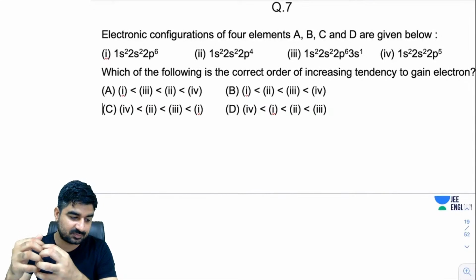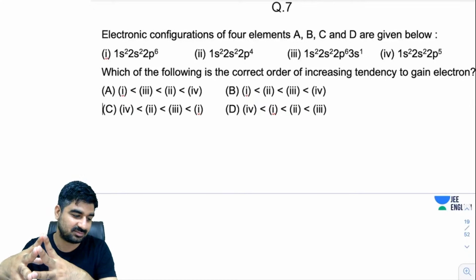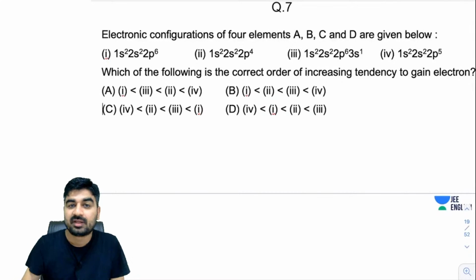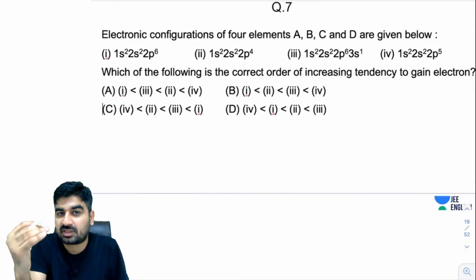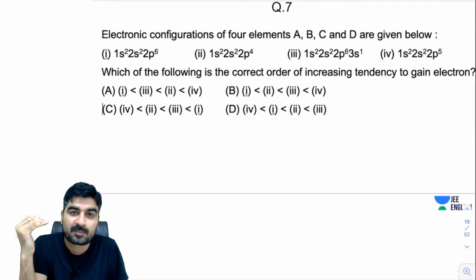Hi, Sylvester. Welcome. Directly with the answer, C. So, let's do it. What should be your approach in such kind of problems?